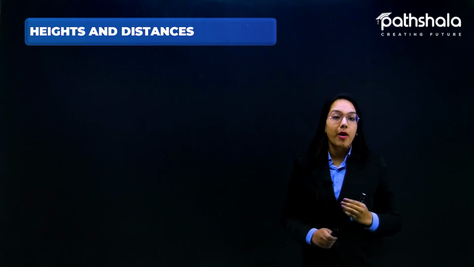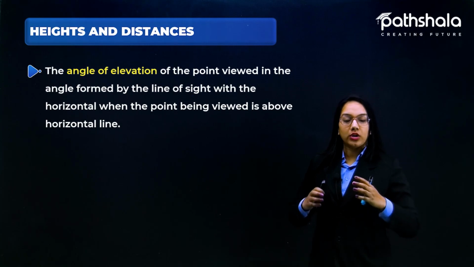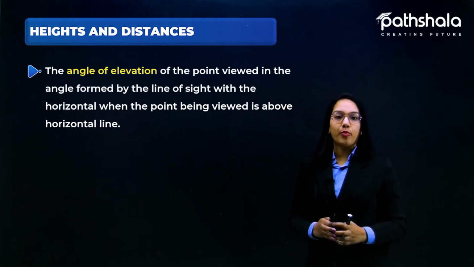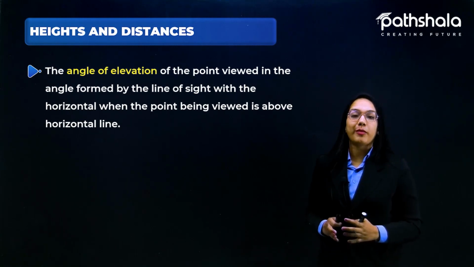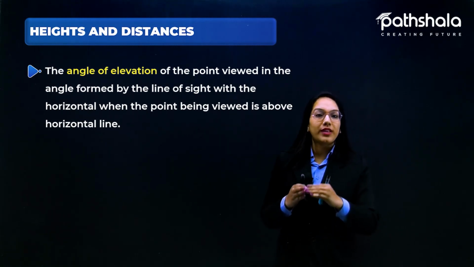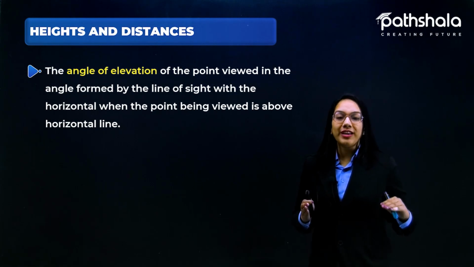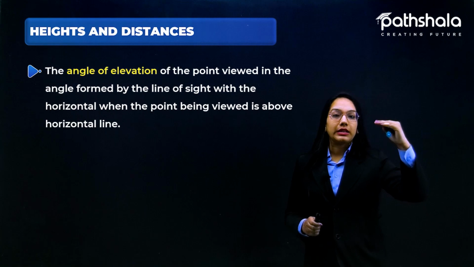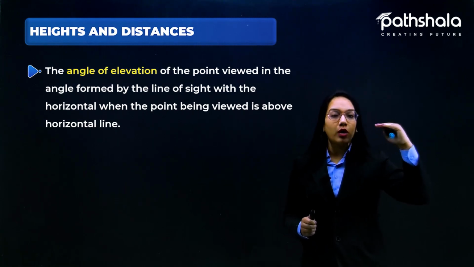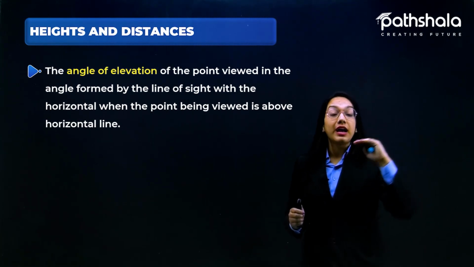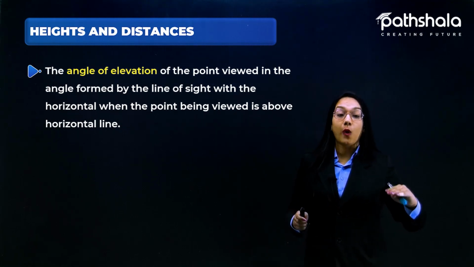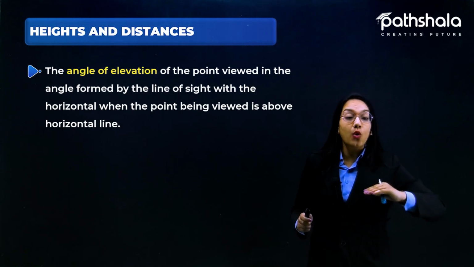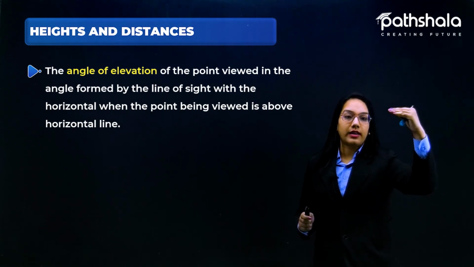Now let's talk about the other fact related to this concept, the angle of elevation. The angle of elevation of the point viewed is the angle formed by the line of sight with the horizontal when the point being viewed is above the horizontal line. This is a very important concept: the angle of elevation is always made between the line of sight and the horizontal line, but always remember that the point viewed by the observer is always above the horizontal line.